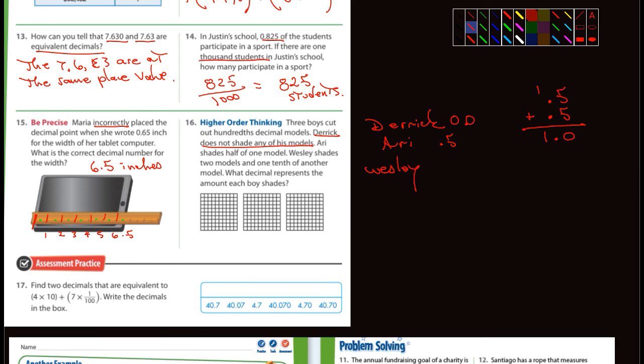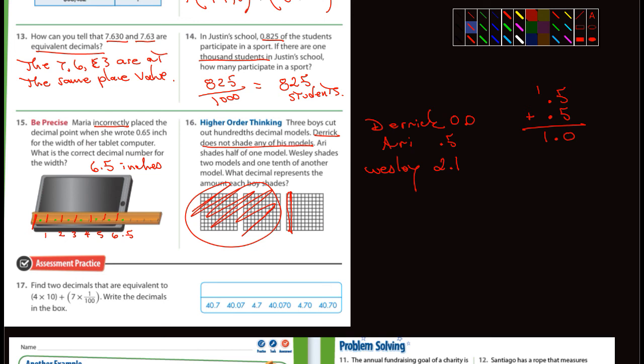And then Wesley shades 2 and 1/10 of another model. Okay. Well, I'm not sure I did the second one correctly, but I'm not worried about it. I think you guys understood what I was saying here. So 2 and then 1/10. So one little area here. And these are shaded. So it'd be 2 point what? 1. That'd be 1/10. All right.